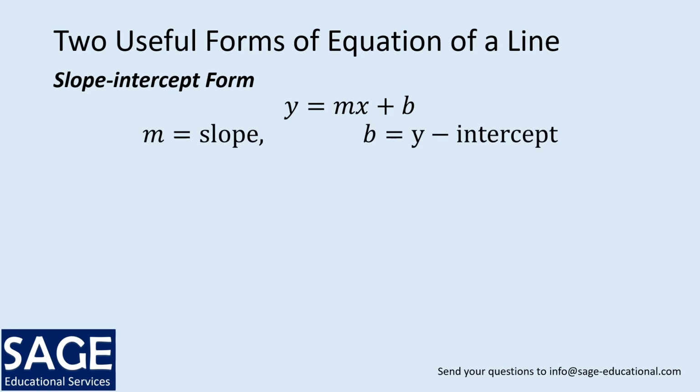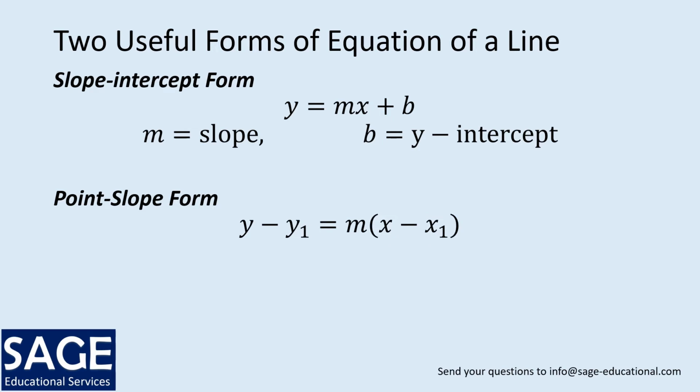In this equation, the letter m stands for the slope and the letter b stands for the y-intercept, which is the point where a line crosses the y-axis. The other useful form of the equation of a line is the point-slope form. As the name implies, it will need a point on the line and the slope of the line. So the point-slope form is y minus y1 equals m times x minus x1, where again m is the slope and x1, y1 is a point on that line.